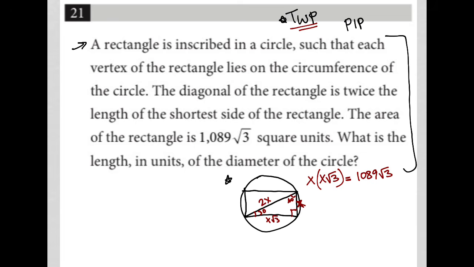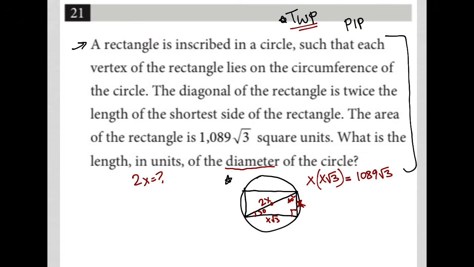Okay, well, they haven't used this word diameter up until this point, but we already have the diameter drawn in our diagram here, right? Because this is the center of the circle. The diagonal of the rectangle is also the diameter of the circle. So basically, the question is asking us to find 2x. What is the value of 2x?